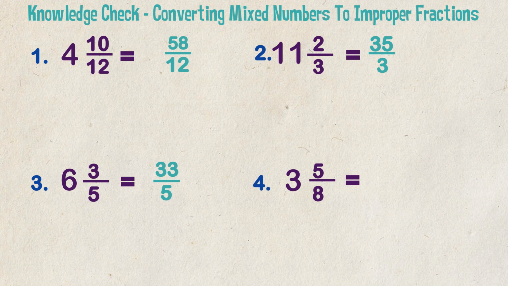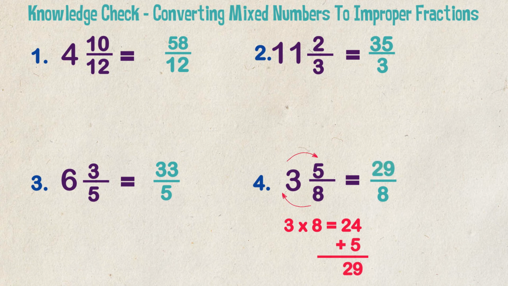Example 4. Convert 3 and 5/8 to an improper fraction. We set the denominator of 8. We multiply 8 times 3 and we get 24. Add 5 for a total of 29. 29 over 8 is the improper fraction.